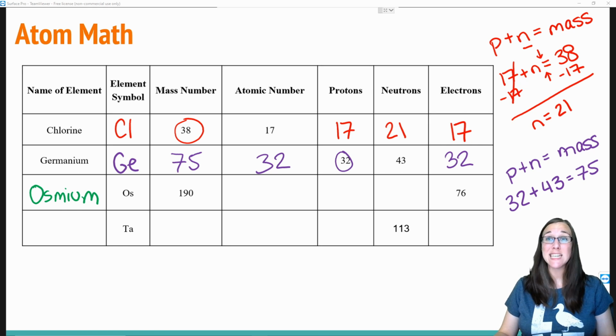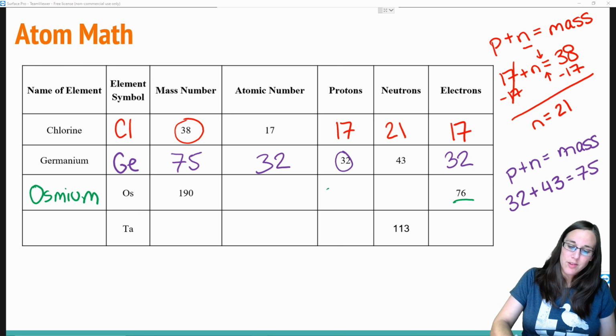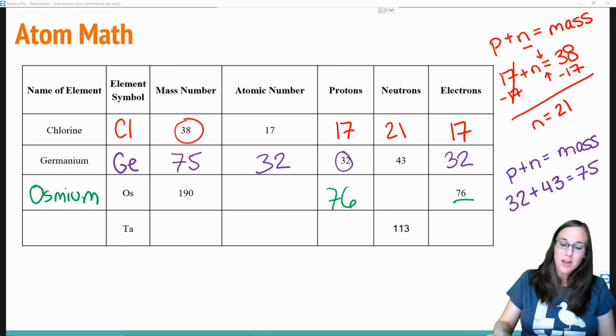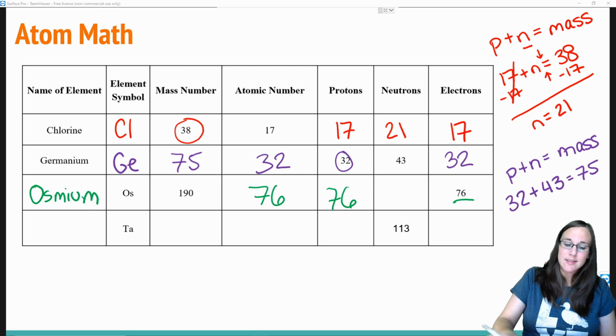No, not really, because I'm given 76 electrons. And we know that in a neutral atom of osmium, the protons are always going to be equal to the number of electrons. Therefore, this would be 76. And we know that the atomic number is always the same number as the protons. So that would also be 76.